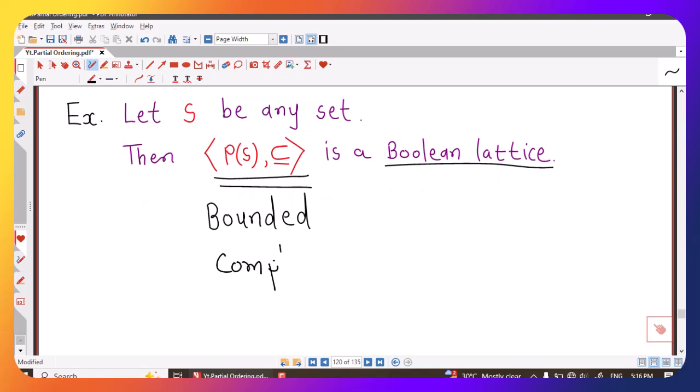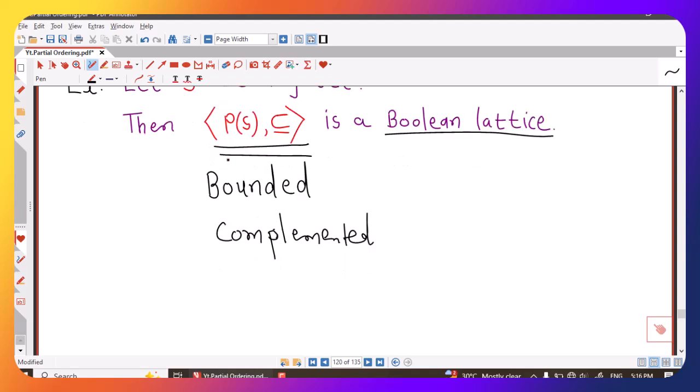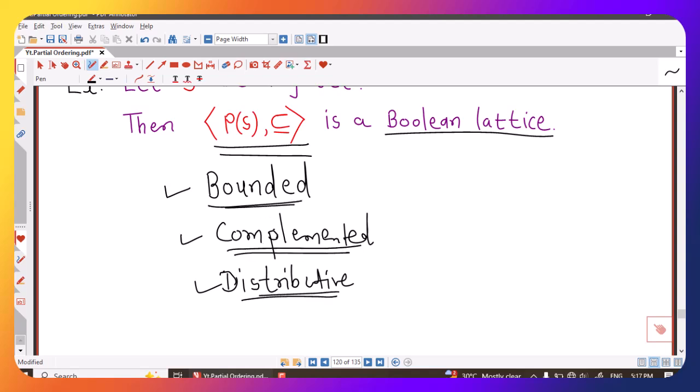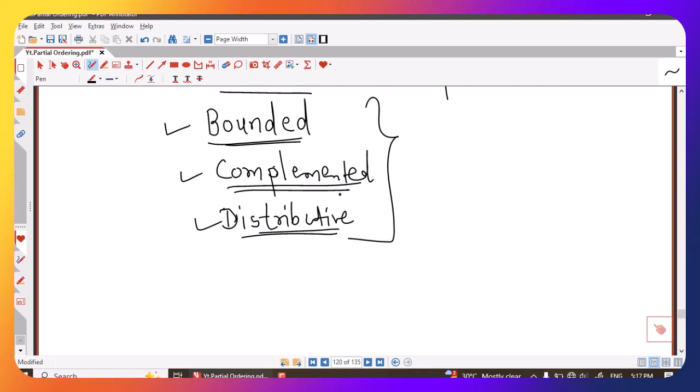You also have to show that every element of the power set of S has a complement in the power set of S, and you also have to prove that the power set of S with the inclusion relation is a distributive lattice. Here also we have proved all these three things in earlier lectures, so you can refer to earlier lectures and write all these proofs by combining them here, and that will help you to prove that the power set of S with the inclusion relation is a Boolean lattice.